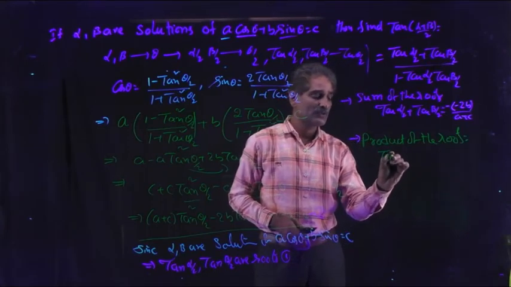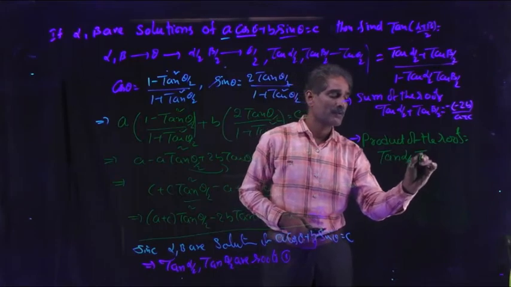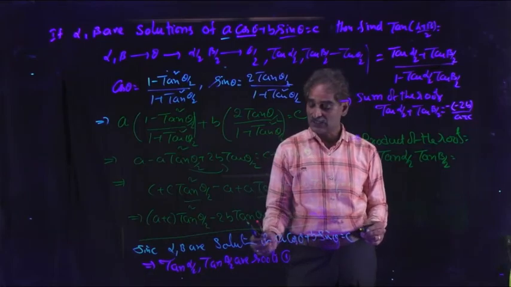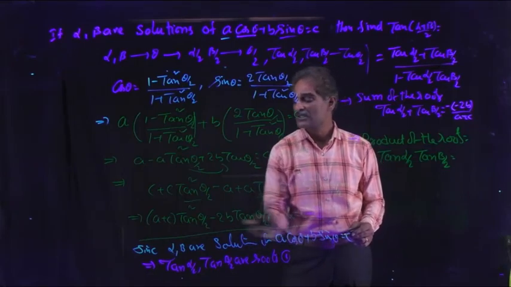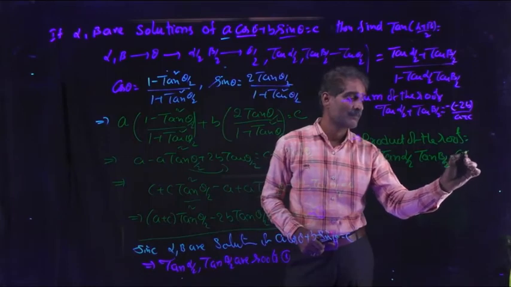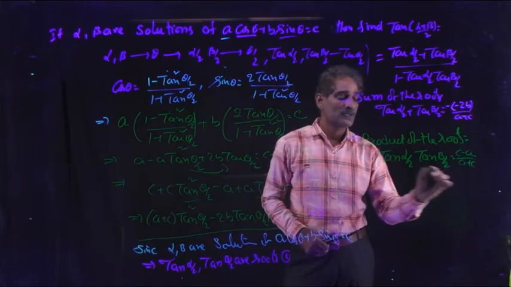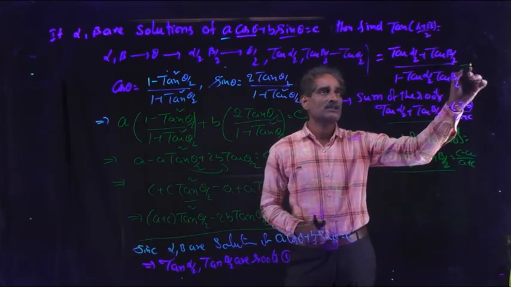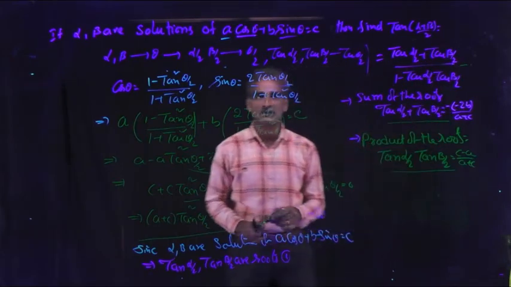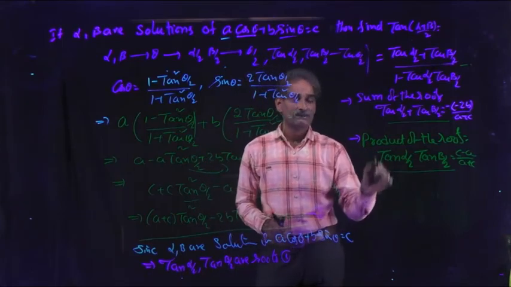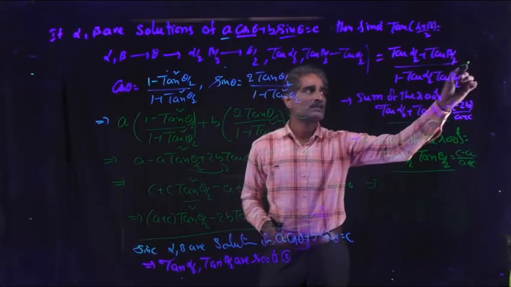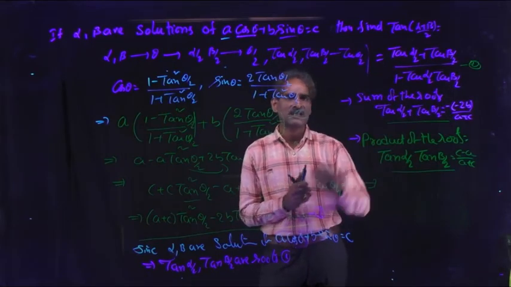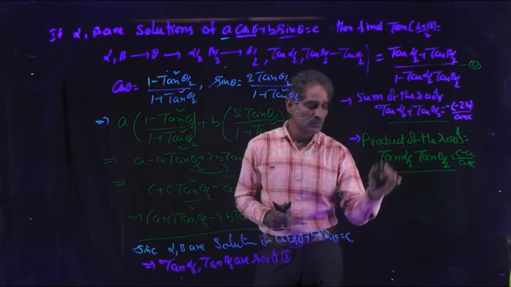Now the product of roots: tan alpha by 2 into tan beta by 2 is equal to c by a. Here in place of c there is c minus a, so c minus a by a plus c. Now substitute these two values in this equation. Let us take this equation 2. This is nothing but tan of alpha plus beta by 2, which we want to find.